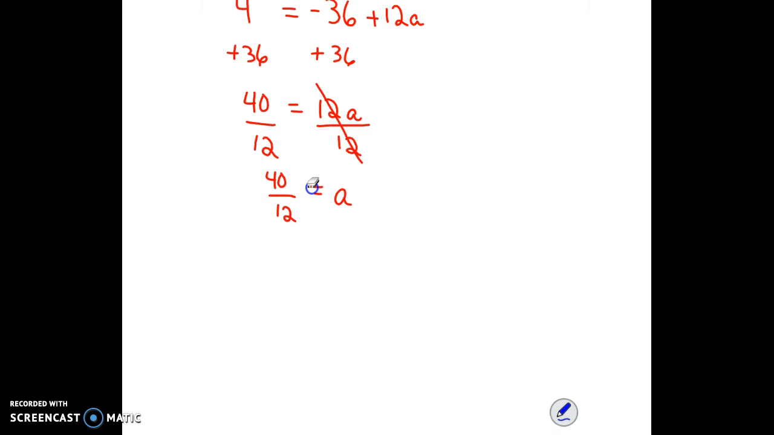Both 40 and 12 have what in common? You're saying, oh, of course, they both have a 4, right? 40 divided by 4 is 10, and 12 divided by 4 is 3. So that's our simplified solution. It's not really pretty, right? That's also 3 1/3, but it works, okay?